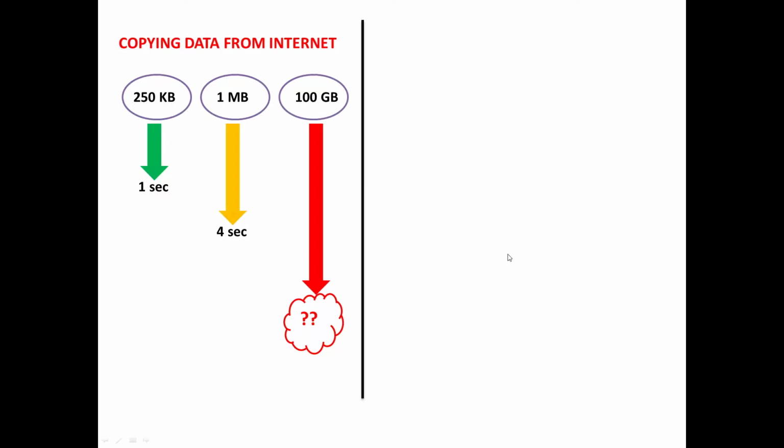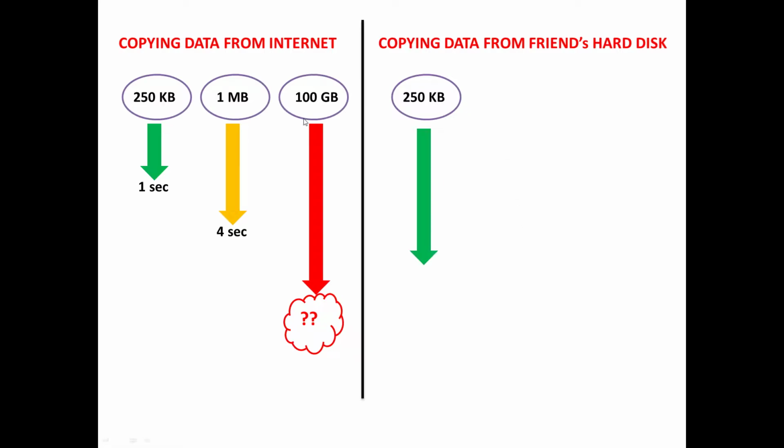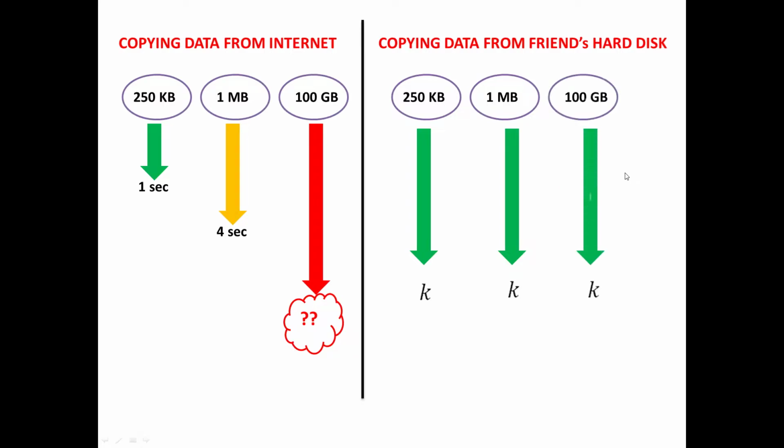Now we see a second case where you need to copy the data from your friend's hard disk, because your friend had already downloaded all these books. So you go to his place, carrying a pen drive, copy the book and come back home. Suppose you want the 250 KB book: you go to his home, copy it to your pen drive and come back. Say the time required is K. Now suppose you want the 1 MB book: you do the same steps again, go to his place and copy it in K time. If you want the 100 GB book, it is the same time.